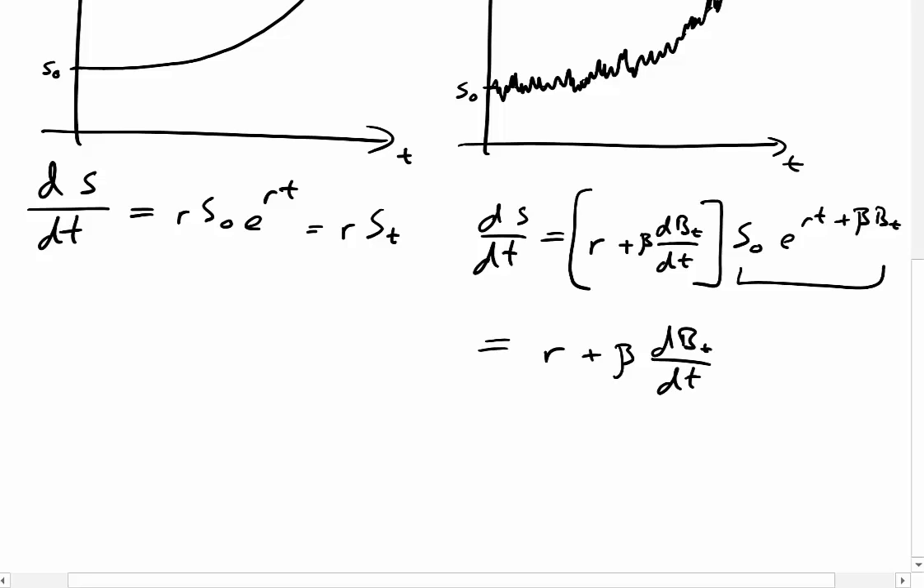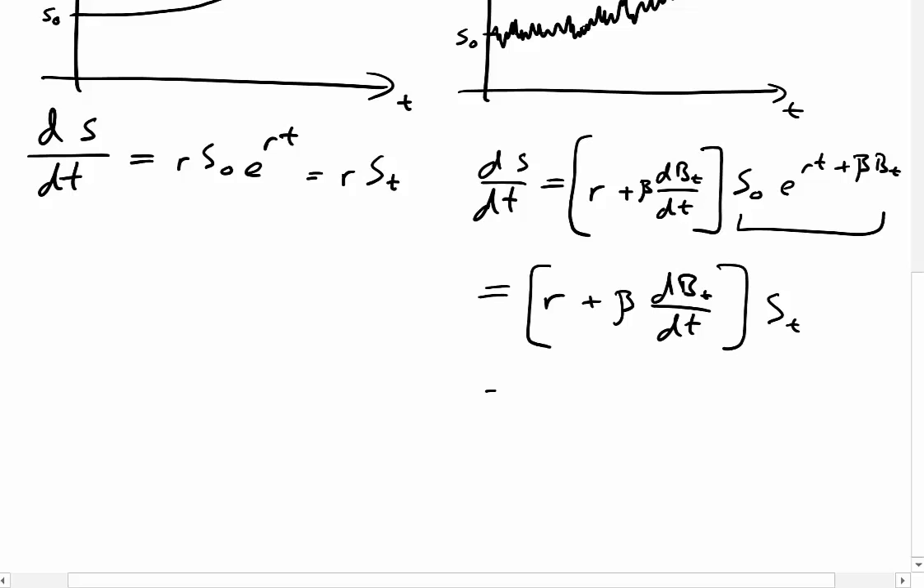So the derivative of Brownian motion multiplied by my share price St. Okay, so this is what we end up with. And actually, I could probably expand that out. So r St plus beta dBt by dt, and I'm just going to stick the St at the front there. So this is what I end up with. But basically, this is where the problem comes in, because what is the derivative of Brownian motion? Well, that's where the problem comes.